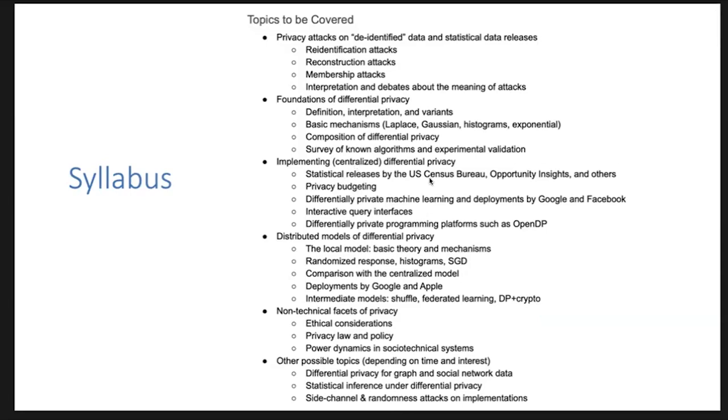We also include a review of deployed systems in the real world. You can see here we survey the statistical releases by the U.S. Census, Opportunity Insights, and others, and other examples, including the machine learning deployments by Google and Facebook. Beyond real deployments, we also want to show the non-technical side of privacy, which is important for what you need to consider when deploying DP in practice. This includes ethical considerations, privacy law and policies, and other power dynamics in sociotechnical systems.